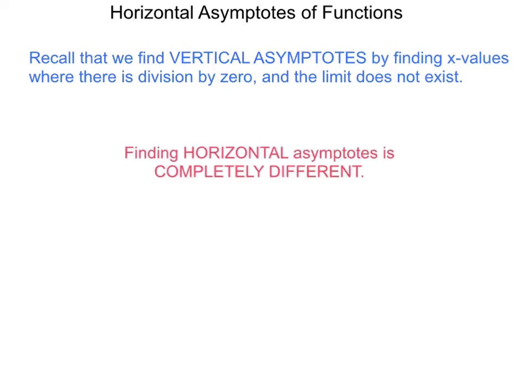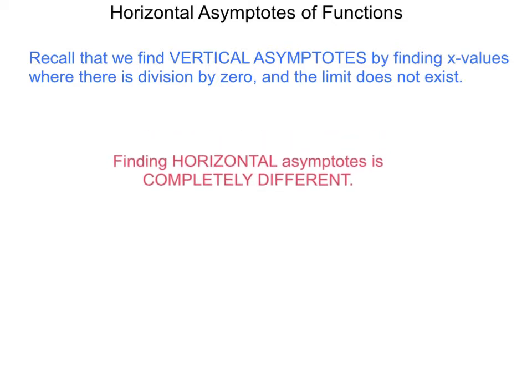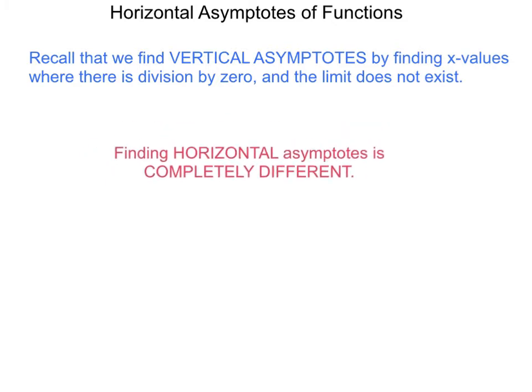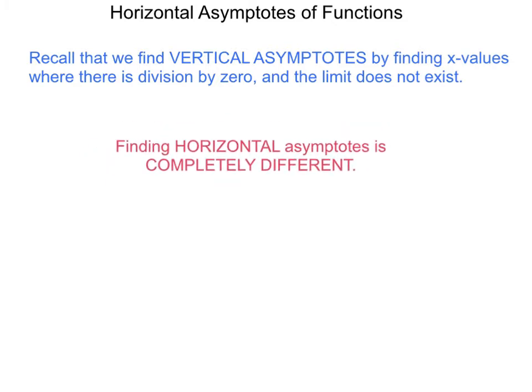Finding horizontal asymptotes is completely different. And I wish I had a way in my program here to make that flash on the screen. I don't know if I can. So maybe if I just shake this a little bit, it'll let you know. I can't express enough how completely different finding horizontal asymptotes is.